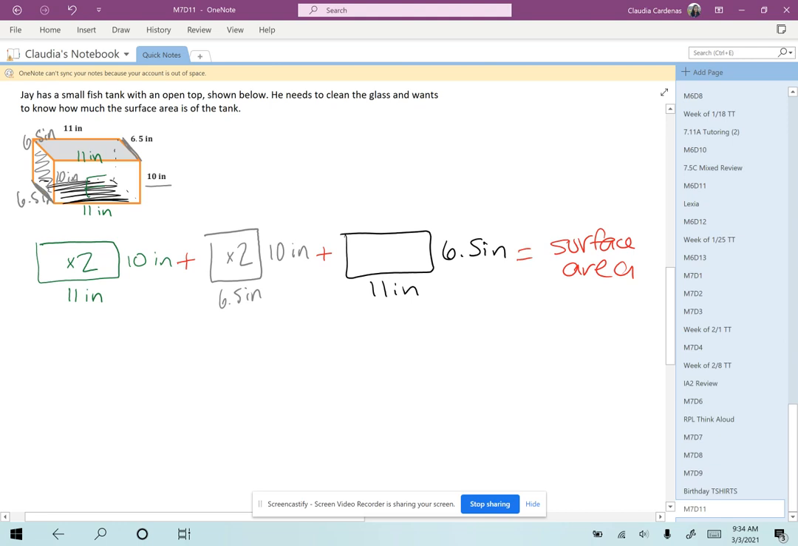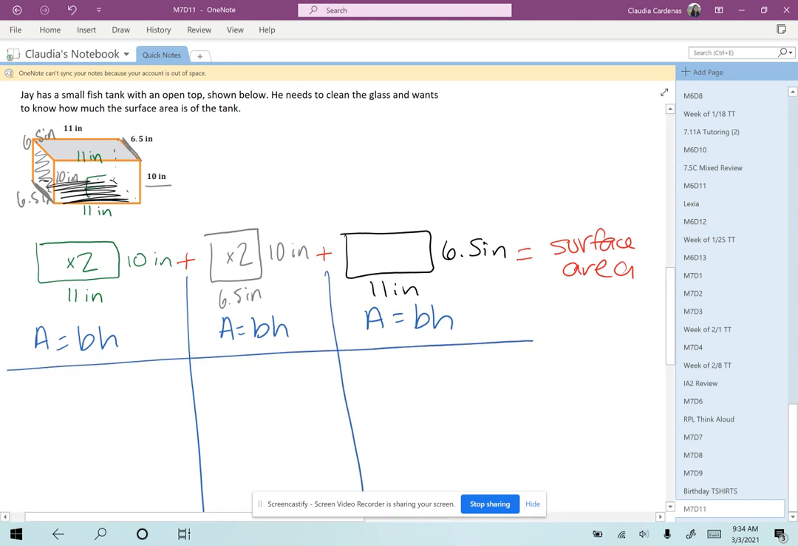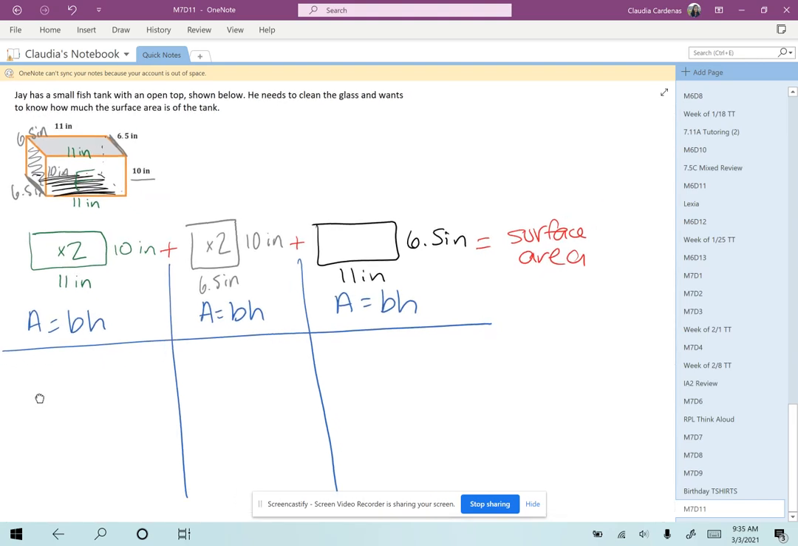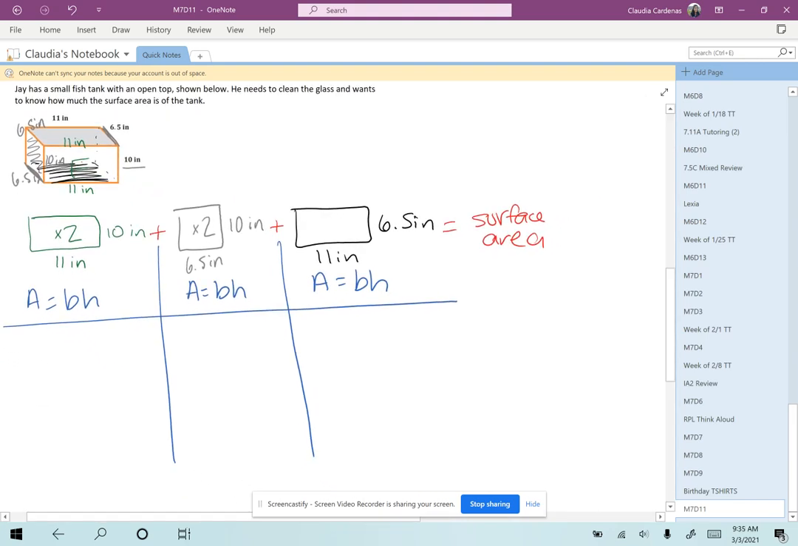Well, now that I have these shapes broken up, what shapes have we drawn out? Well, they are all rectangles. And so how do we find the area of each rectangle? We use the formula area equals base times height as shown on our star chart. So I'm going to go ahead and write that out. In fact, let me go ahead and break it up so that I know where all of my work is going to be nice and neat. And so now I can start substituting the base and height into those formulas and solving.